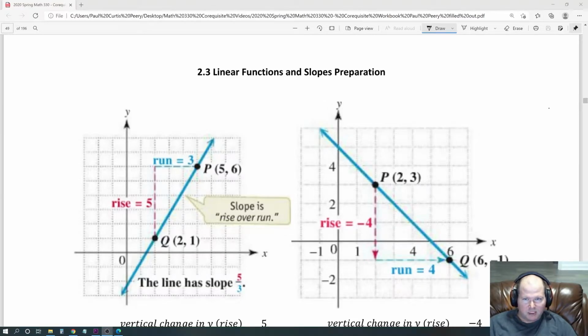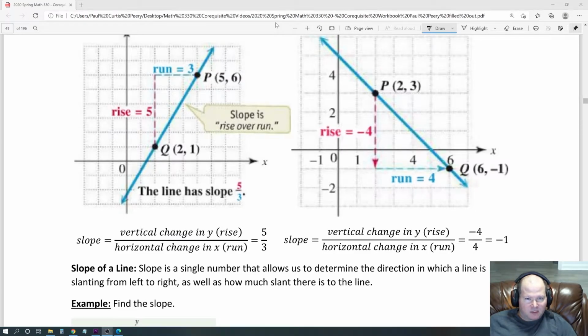2.3 linear functions and slopes preparation. Okay, so first the idea of a slope is rise over run, which basically means how much is it going to go either up or down, up if positive, down if negative, and then how much does it go left to right, to the left is negative, to the right is positive.